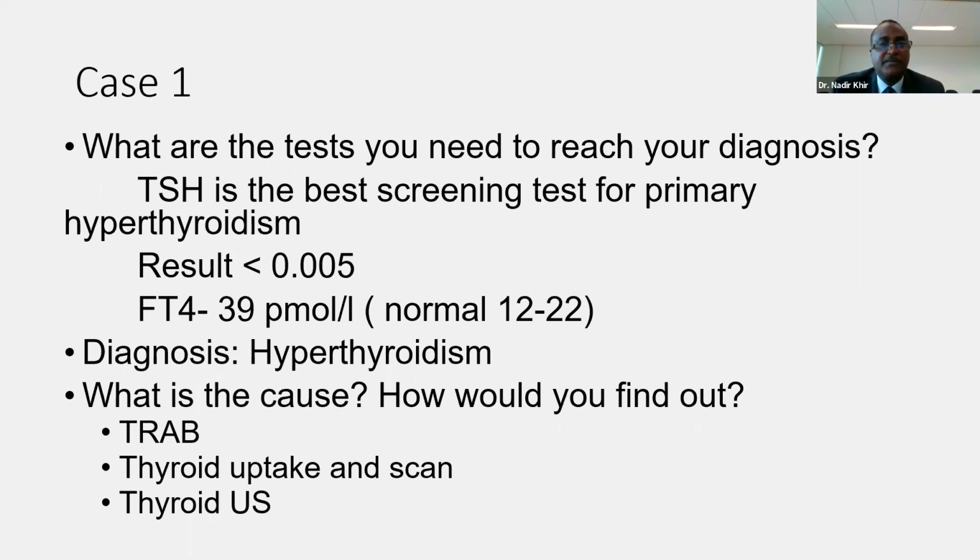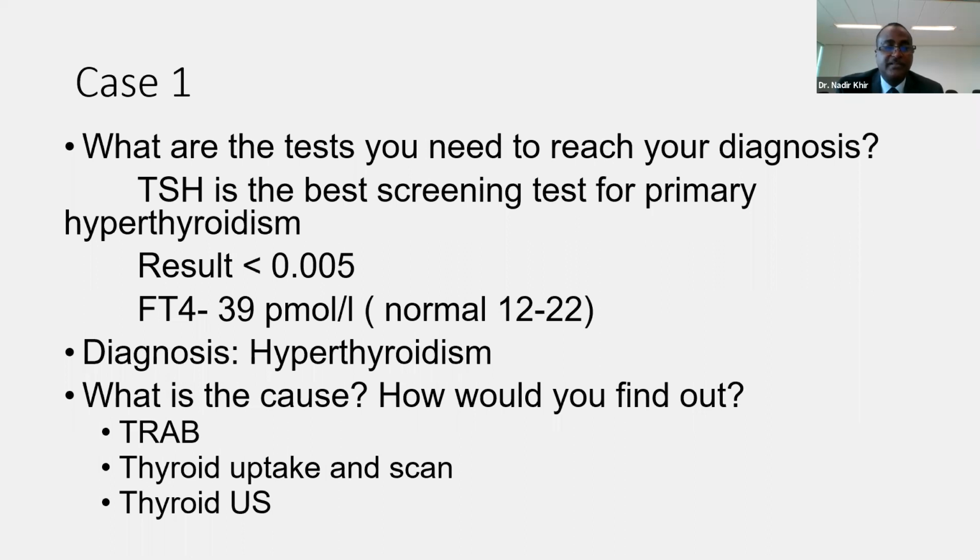We didn't do any labs, right? So we have to start with what? TSH is the best screening test for primary hyperthyroidism, and the result came back very low. Sometimes it's undetectable. And the free T4, 39. Normal is up to 22. So this is a very hyperthyroid state. And what is the cause and how do you find out?